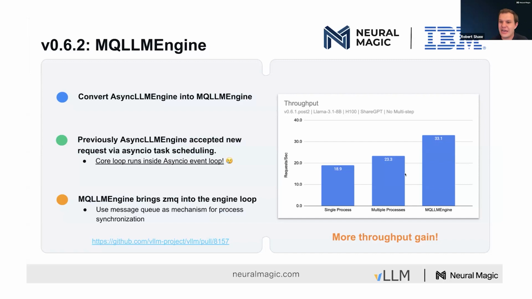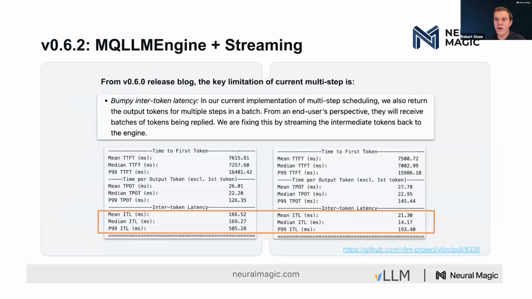And you can see this has, again, significantly more throughput gain, 33 items per second as compared to the 23 items per second I quoted before. This is something that has actually landed and will be in the next release. One of the key negatives of our initial version of multi-step scheduling, and this was one of the pieces of negative feedback that we got as part of the v0.6.0 release, is that the inter-token latency of multi-step scheduling was quite a bit worse.